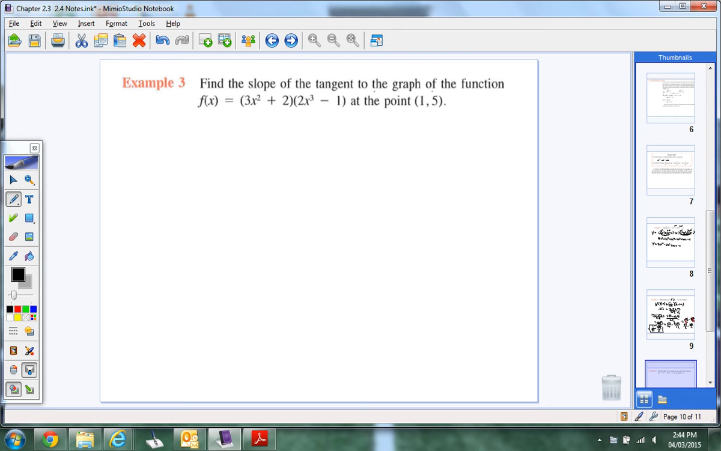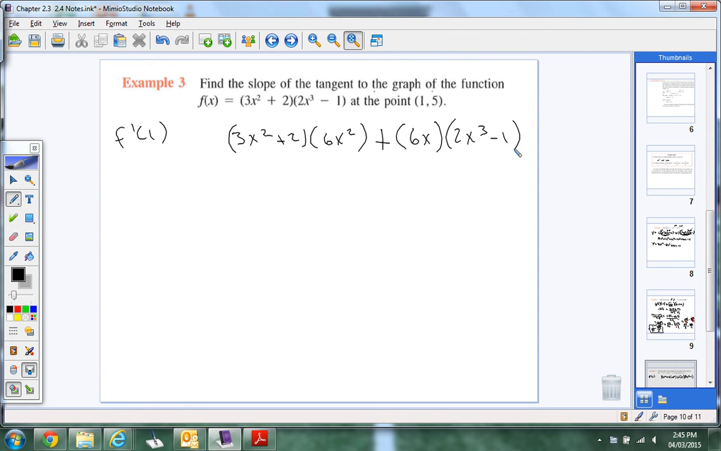Okay, so because we're trying to figure out f prime of 1, here we go. I'm going to do 3x squared plus 2, and I'm going to do 6x squared, and then I'm going to do 6x and 2x cubed minus 1. That's the derivative using the product rule.